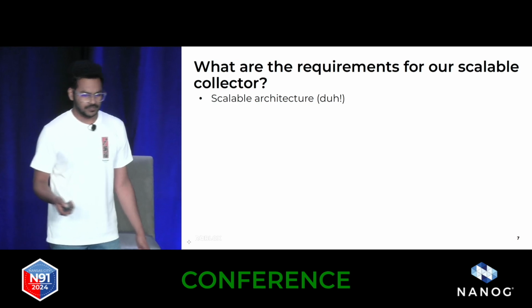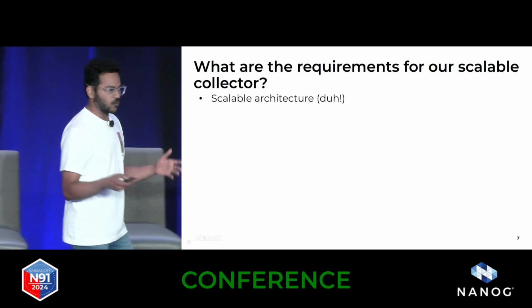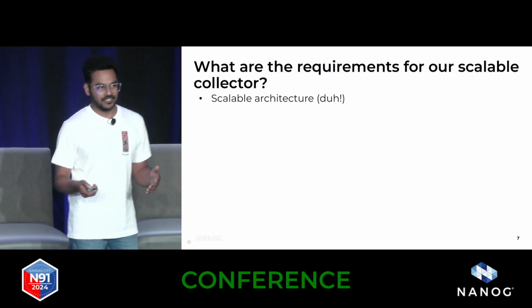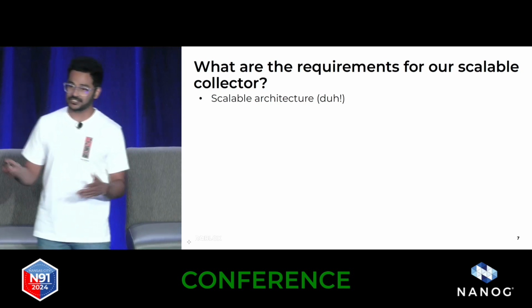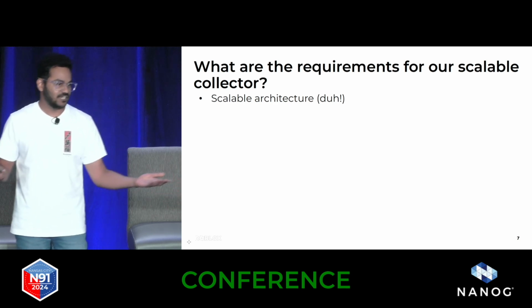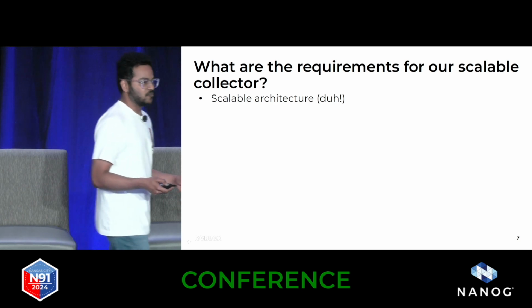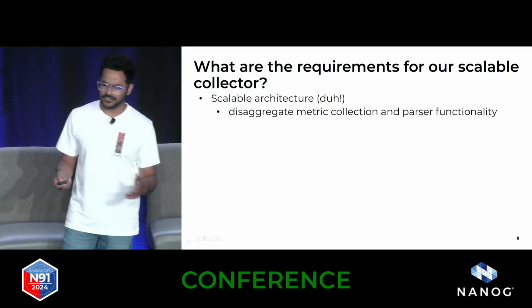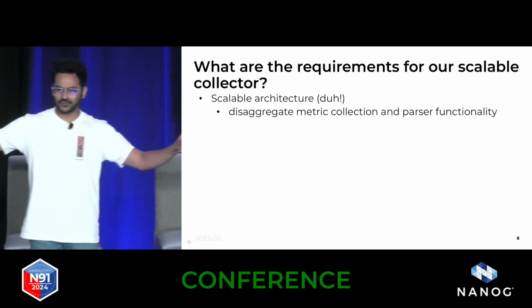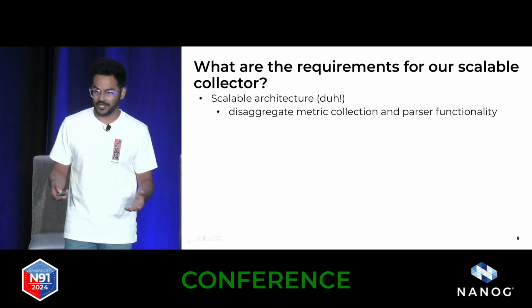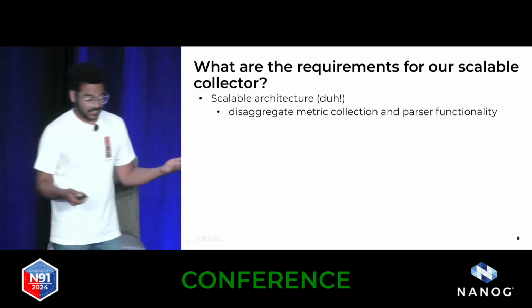So now that we know what the issues are with the old collector, we want to start from scratch. What do we do? What are the requirements for our scalable collector? Well, obviously, a scalable architecture. How do you do that? What if we disaggregate the collectors and the parsers, and they're two different things? Maybe that could help.